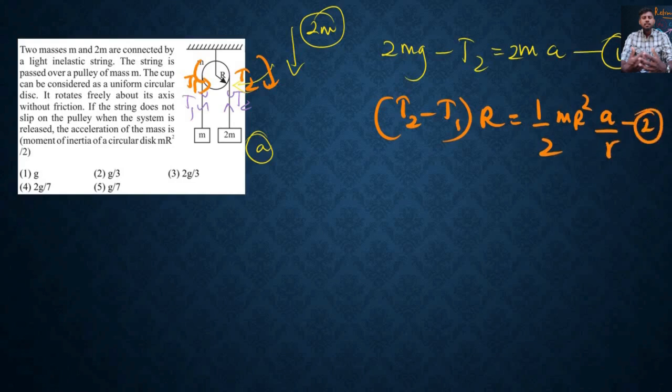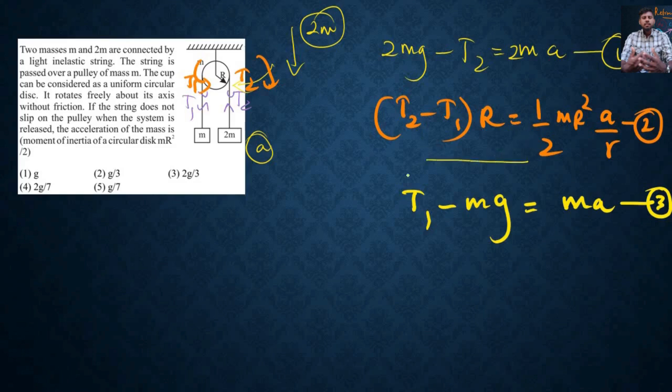Second equation done. Now let's write the third equation, for the motion of mass m. T1 should be greater than mg, so T1 minus mg is equal to ma. That's the third equation. We have all the equations we want now, so we have to solve these three equations simultaneously to find the acceleration.